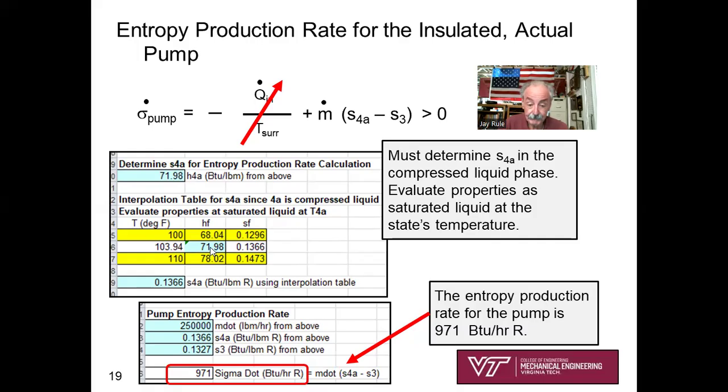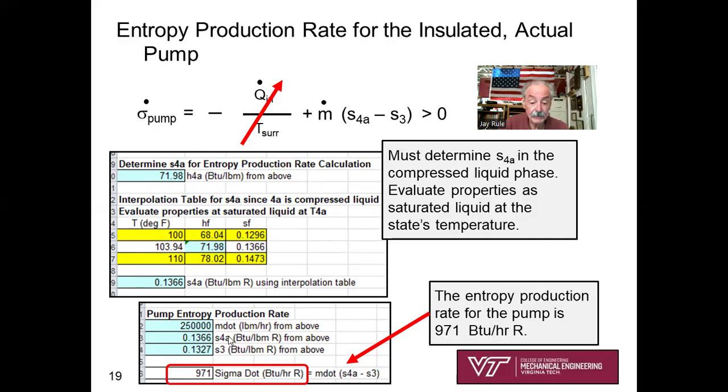I saw that I've got a compressed liquid, and so I'm going to tabulate. I have H sub F is 71.98. I determined that from H4 actual. And so I did an interpolation to determine S4 actual based on the enthalpy, and I've got 0.1366, S4 actual in the compressed liquid region. That's going to be SF at the temperature of the pump outlet, which is 103.9. That's a little subtle, and that's what makes it graduate level a little bit.